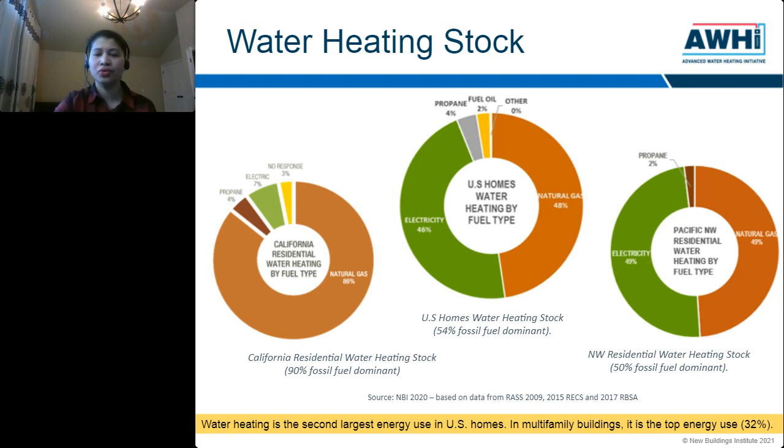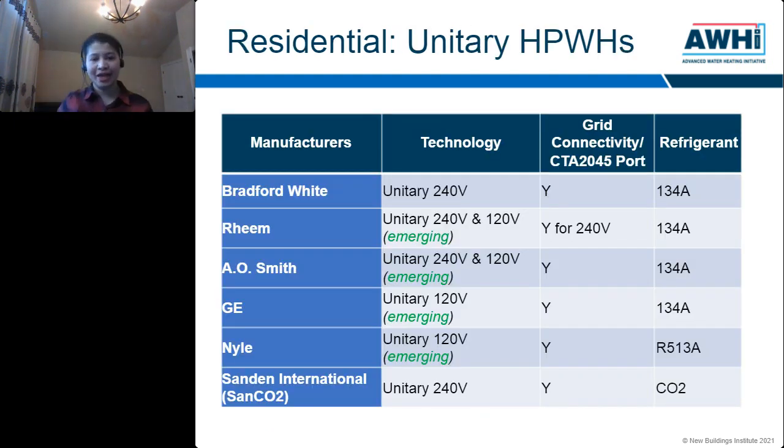And if we were to transition all of these water heaters to heat pump water heaters, they have a demand response potential of over 20 to 40 gigawatts. So this technology has a great potential to be a grid battery. In my next few slides, I will be giving an overview of the emerging residential, multifamily, and small commercial heat pump water heater technologies, and then later tie it back to grid connectivity.